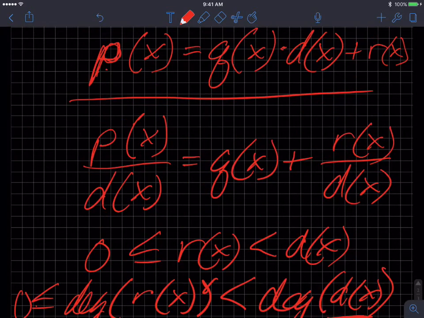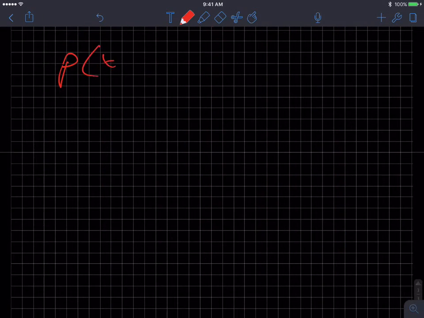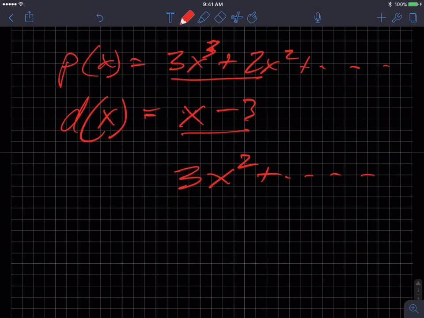And that should make sense, because if my original polynomial was 3x cubed plus 2x squared plus blah, blah, blah, and my divisor was d of x equals x minus 3, when I divide this by that, my result is going to be some 3x squared plus blah, blah, blah, which is less in degree than the original and greater in degree than the divisor, all right? So that's the division algorithm.